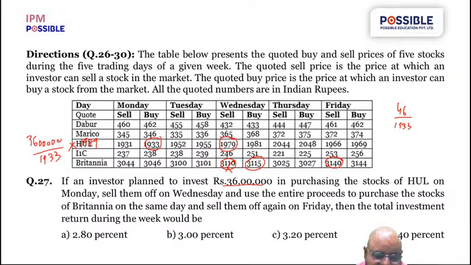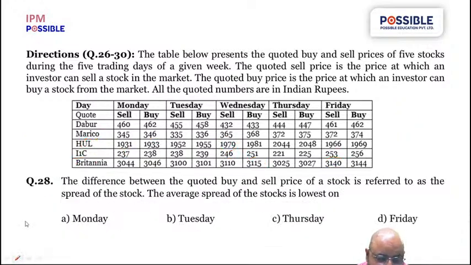Anyways, the exact answer would have been 36 lakh upon 1933, the number of HUL shares, into 1979, the selling price. Then further divide this by 3115, the buying price for Britannia, and that multiplied by 3140, the selling price of Britannia. If I solve this, I will get the final value, and from there I can find out the percentage increase. I am not getting into the question because again, no point solving so much. If you have not attempted too many questions, you might get into it, but yeah.